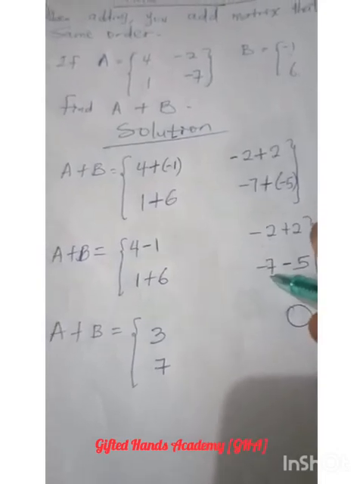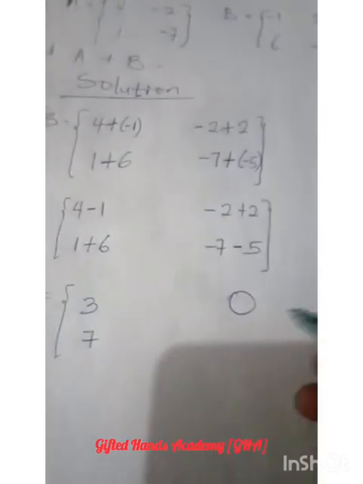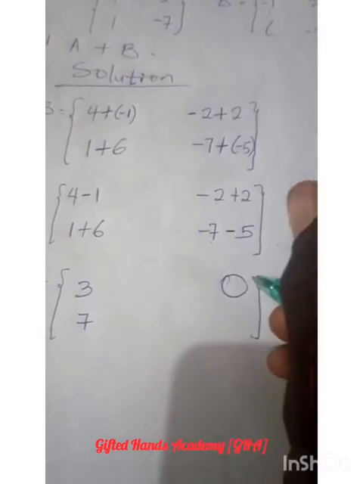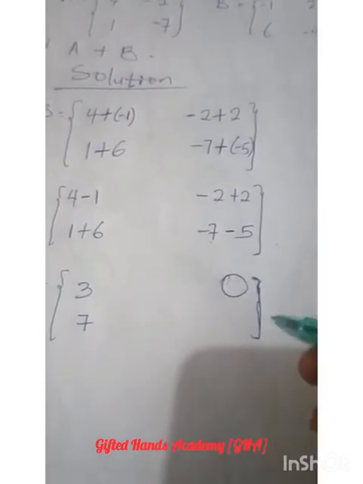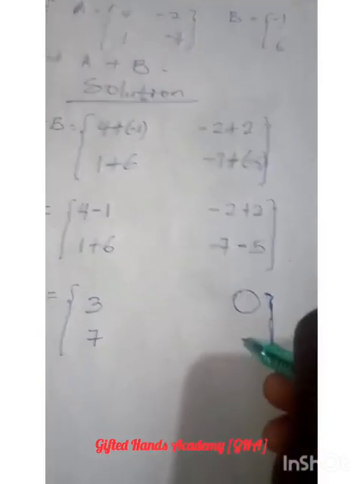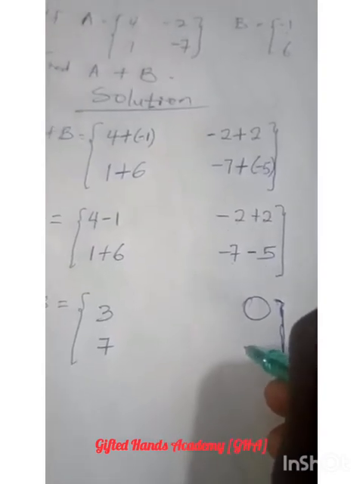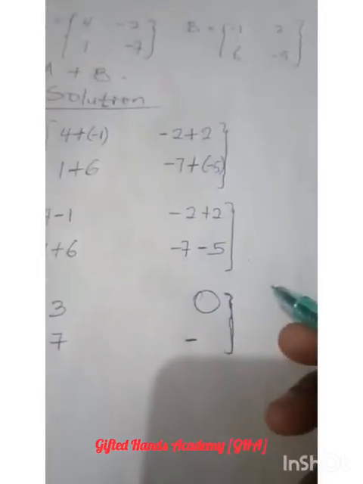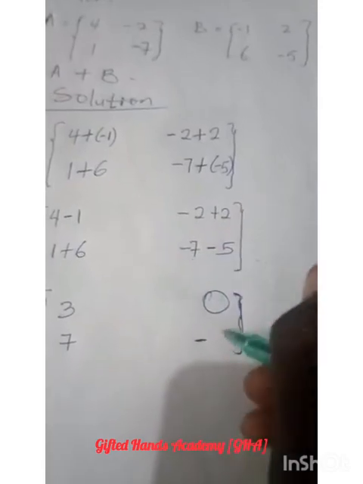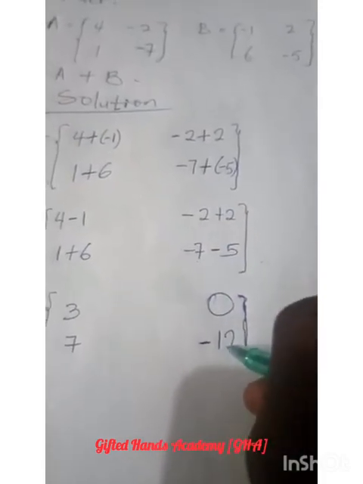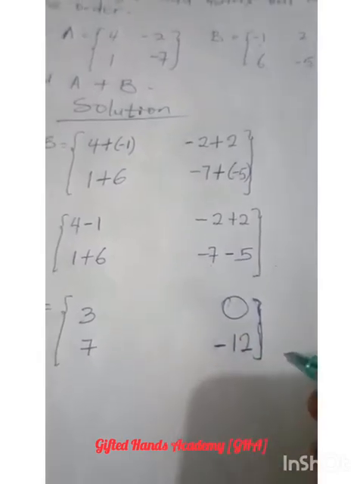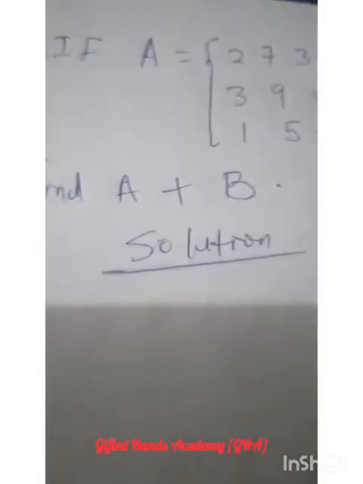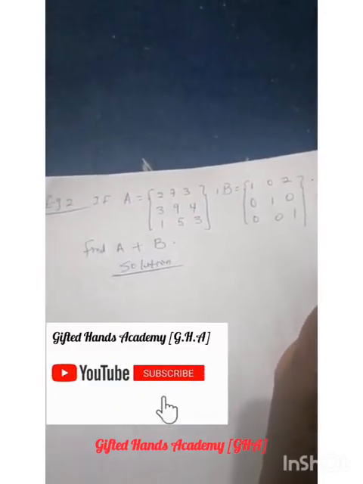Then this is minus 7 minus 5. You are owing me 7 naira and you are also owing me 5 naira. So altogether, you are still owing me. So I will add it and I'll put the minus sign to indicate that you are owing me. So that's 7 plus 5. That's 12, minus 12. So this is our final answer. It's very simple. All right, let's do another example that has another type of order of matrix.